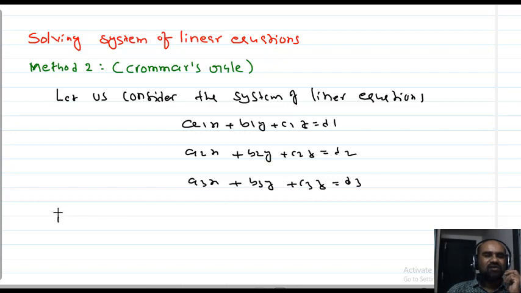Especially, the first method is the elimination method. Using the elimination method you can find x, y, z. That is not a big problem. But our chapter is matrices. That's why I am explaining methods to solve systems of linear equations using matrices.